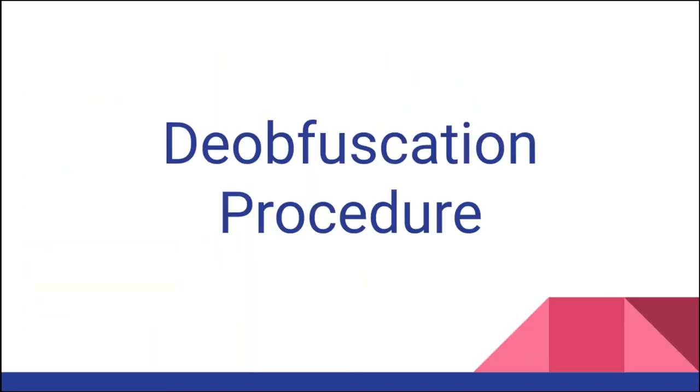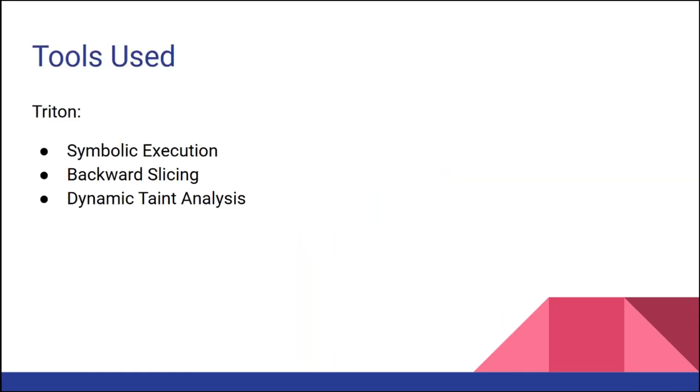All right. So far we've covered the theory behind dynamic taint analysis and symbolic code execution. Recapping, dynamic taint analysis allows us to track information flow between different sections of the program, whereas symbolic code execution gives us the ability to reason about the program by constructing logical formulas regarding the different control flow paths. All right. So for the deobfuscation procedure, the tool that we will be using is Triton. Triton allows us to perform symbolic execution, backward slicing, and dynamic taint analysis.